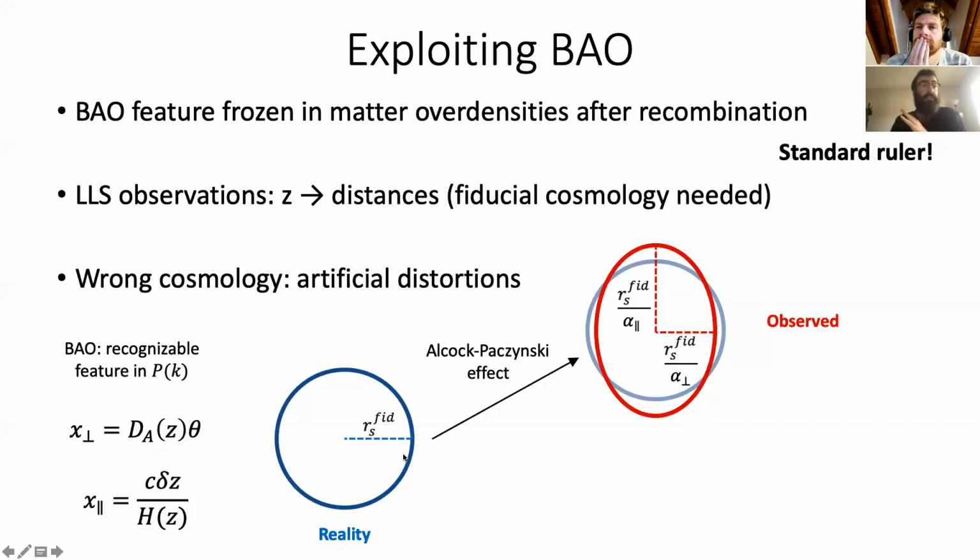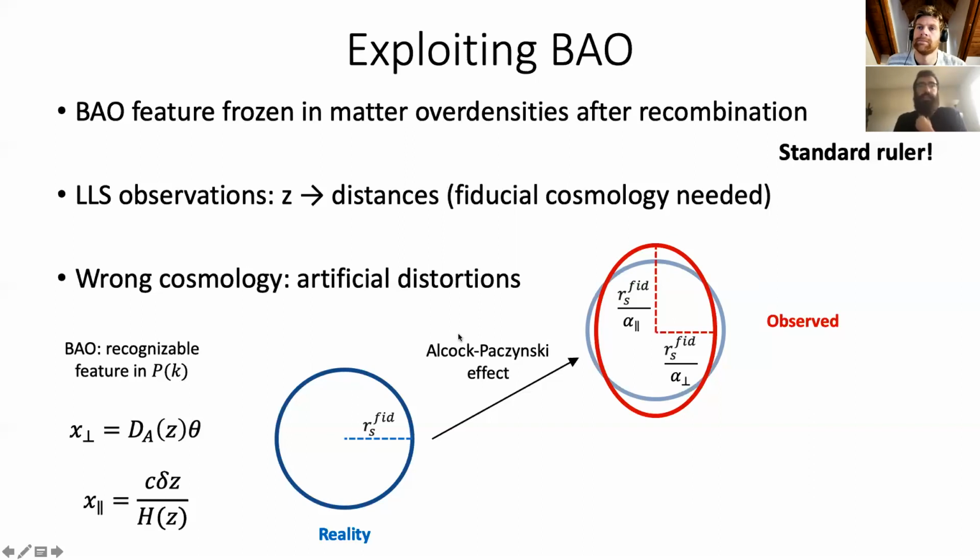So in reality, we expect the BAO scale to be completely isotropic. So this could be a sphere of our assumed fiducial sound horizon at radiation drag. But since we are introducing these distortions, the line of sight direction and the perpendicular direction will be distorted in principle in different ways, because they have different cosmological dependence, the angular diameter distance and the Hubble parameter. So therefore, this will be distorted.